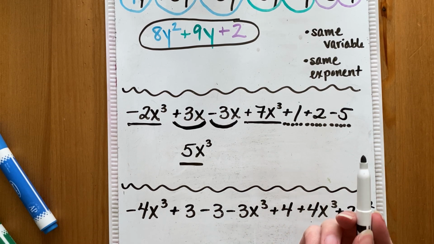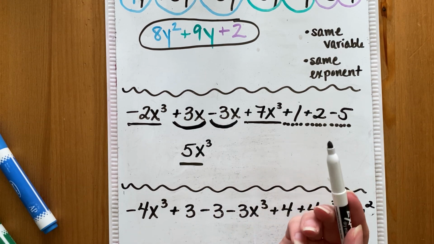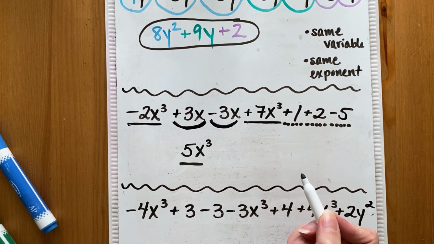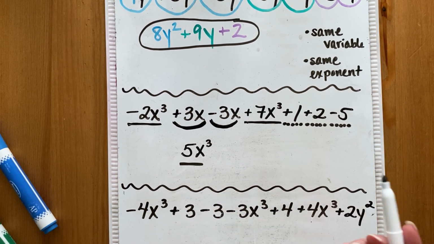Now, in my next set, I have a +3x minus 3x, which should make 0x. If you get something like 0x, you do not write 0x in your problem. You just leave it out. These two terms cancel each other out.